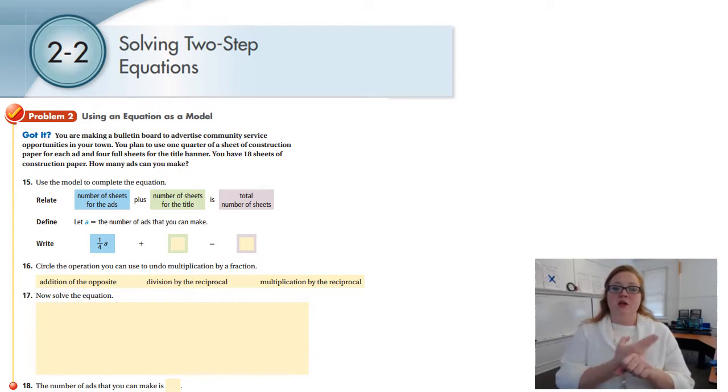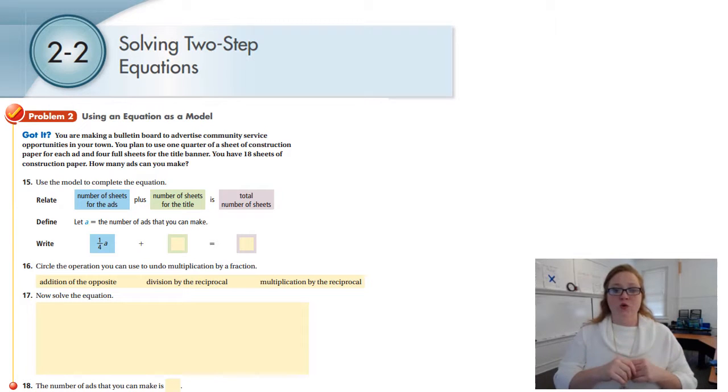Number 15. Use the model to complete the equation. First, you need to relate the English. Number of sheets for the ads plus number of sheets for the title is total number of sheets. Now, look at the final sentence in the problem. How many ads can you make? That means you don't know how many ads you can make. You need to define a variable to represent how many ads you can make.